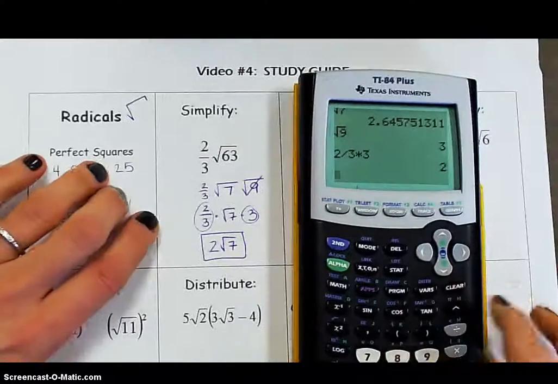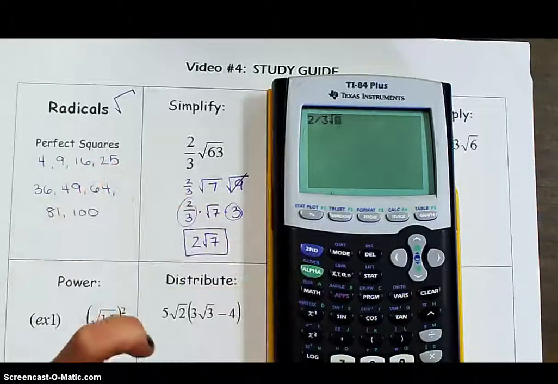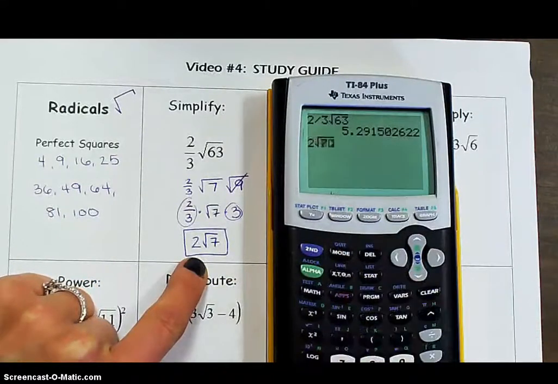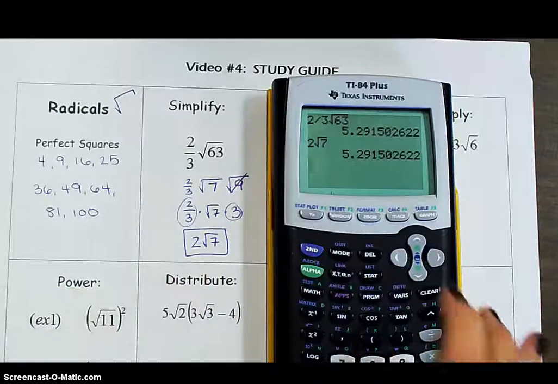Okay, as a reminder, you can always check this in the calculator. So let's try 2 divided by 3 times radical 63. We hit enter. And now let's type 2 radical 7. We hit enter. And we get the same number, so we know we did it correct.